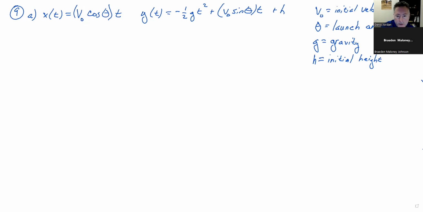Okay. So for us, the initial speed was 88 feet per second. Your launch angle was 30 degrees. Gravity, since we're using feet per second, that means you're going to use the 32. If it was meters per second, then you would use 9.8. And then your initial height was 12. So now to get the equations, you just plug in those four numbers everywhere you see them and simplify if you can.